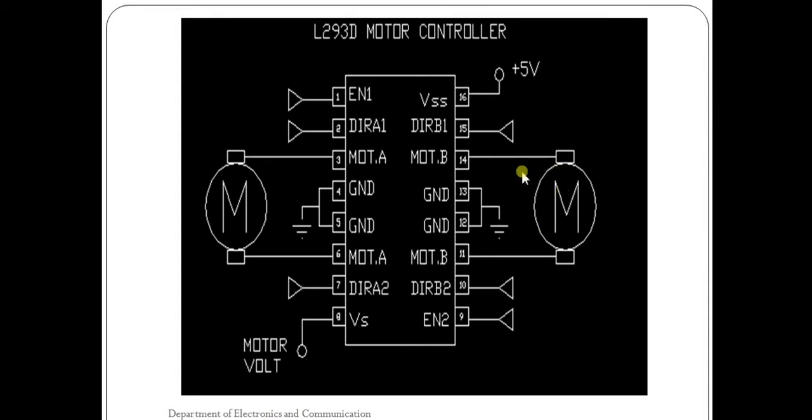So while you are making your circuit, you must be careful how much VSS, how much VDD you have to give to your IC, and how many volts for enable. Everything should be taken into consideration.